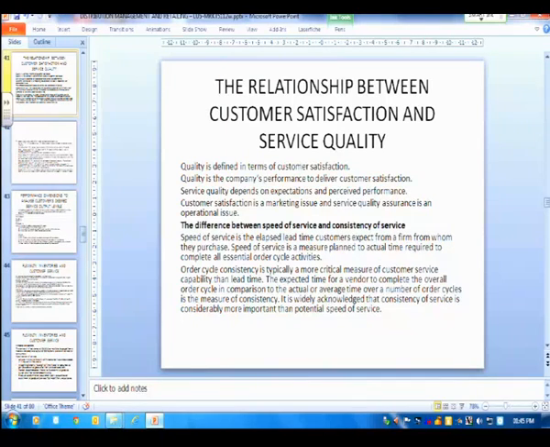Order cycle consistency is typically a more critical measure of customer service capability than lead time. The expected time for a vendor to complete the overall order cycle in comparison to the actual or average time over a number of order cycles is the measure of consistency. It is widely acknowledged that consistency of service is considerably more important than potential speed of service.